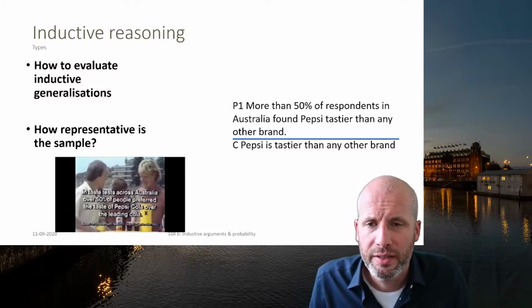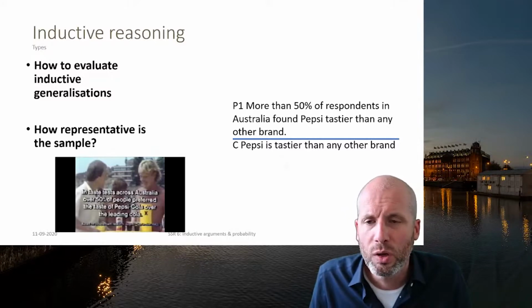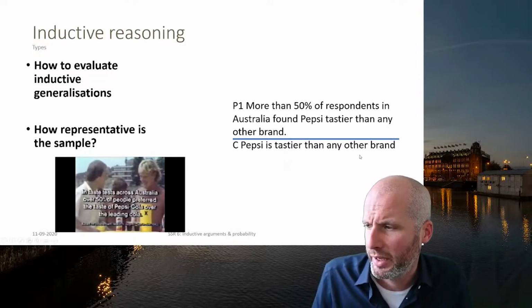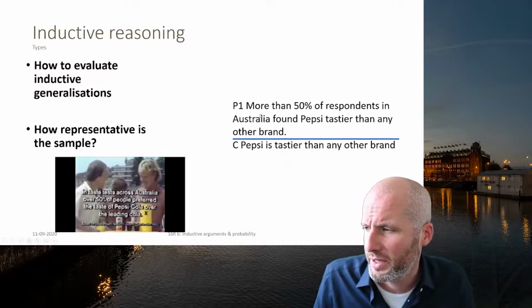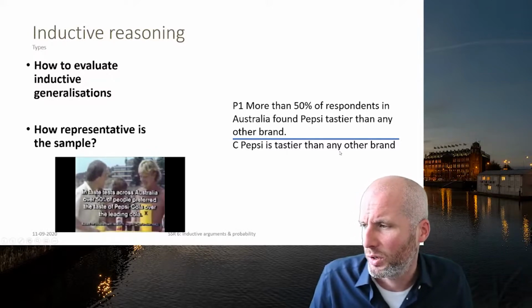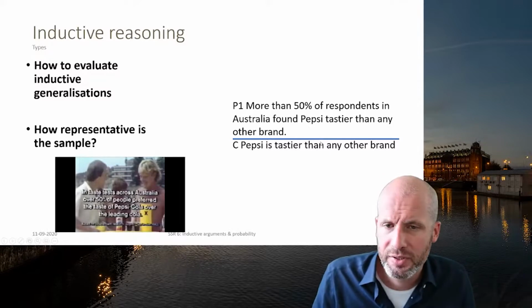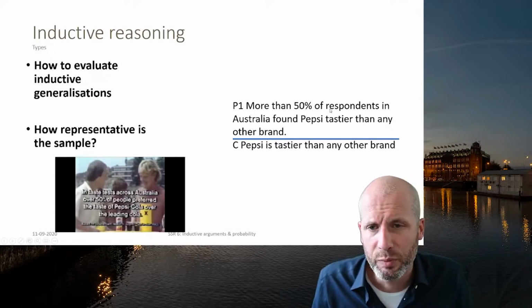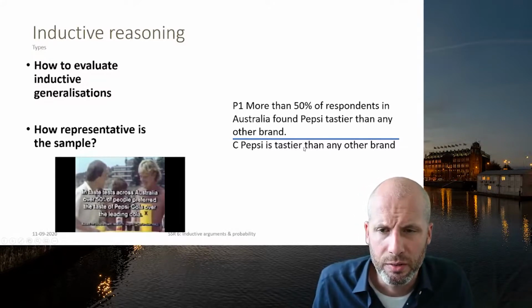And in this case, if you want to conclude something to be the case on the basis of a specific premise that includes a sample, so you want to generalize from that sample to a broader conclusion, then you have to be specific about what the connection is between that specific sample and the conclusion.